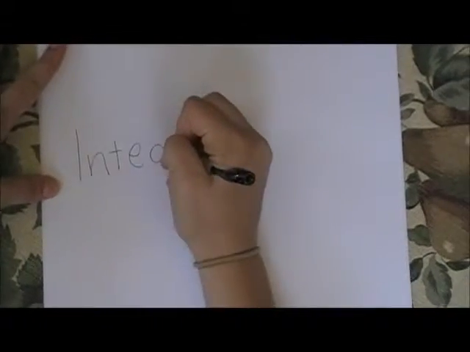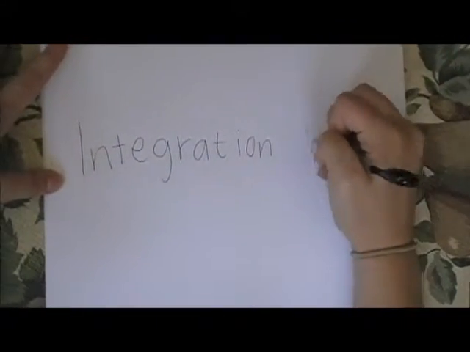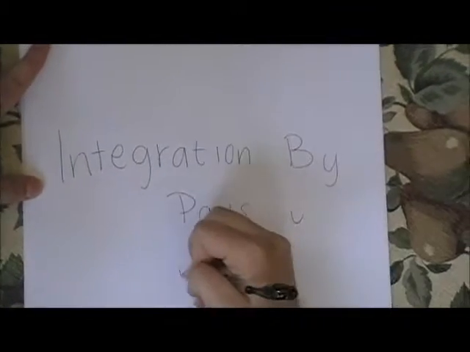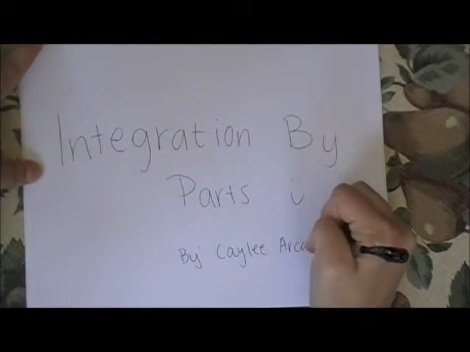This is integration by parts. You do this when you have to take the integral of two functions and you can't use u substitution.